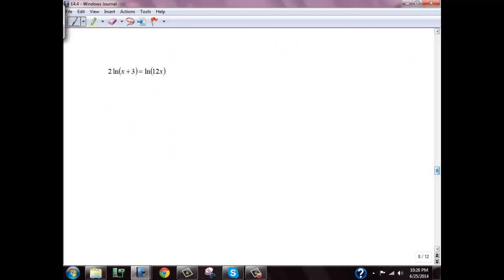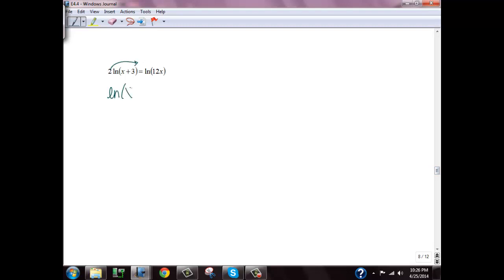This one, it almost looks the way I want it to. It has an ln, just one ln term on each side. However, one side has a coefficient. And I can't just divide it off because then I would have a number on the other side. So the way to get rid of a coefficient is to stick it back up in the exponent.